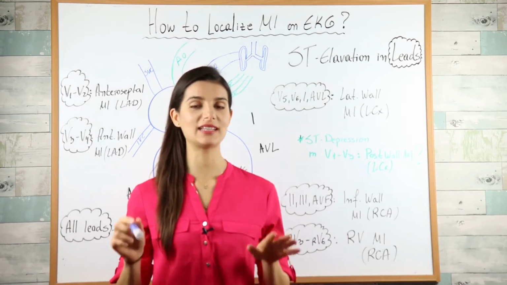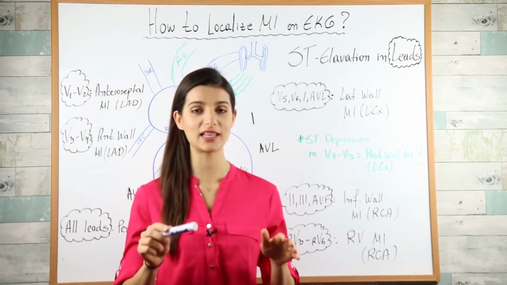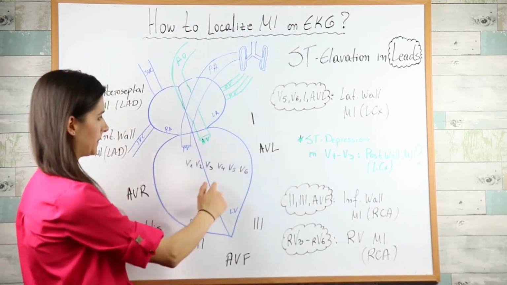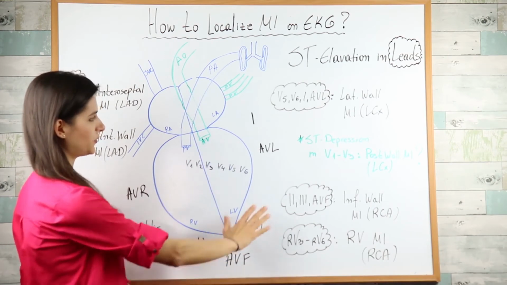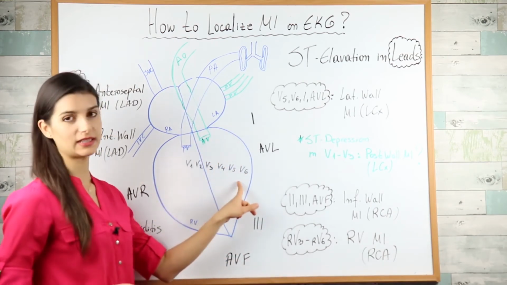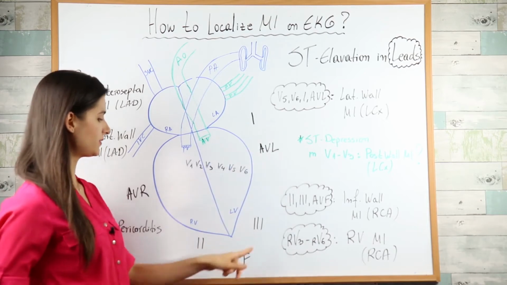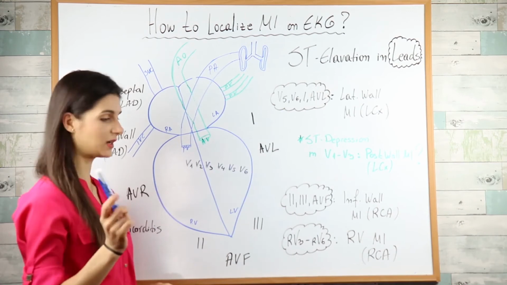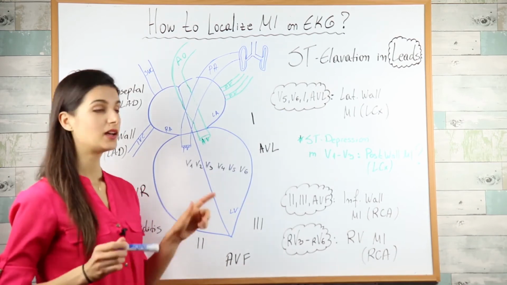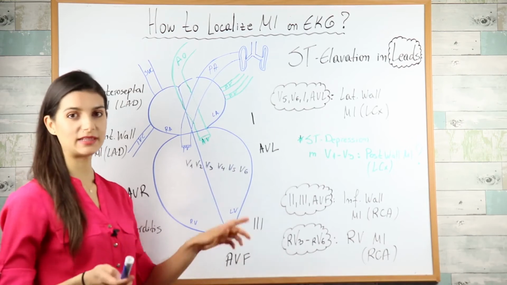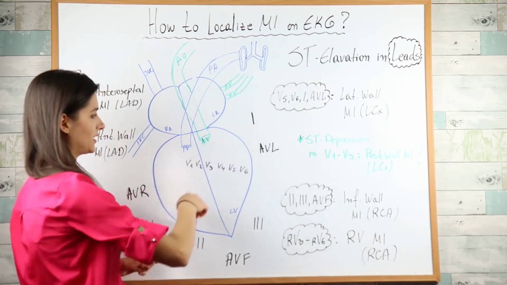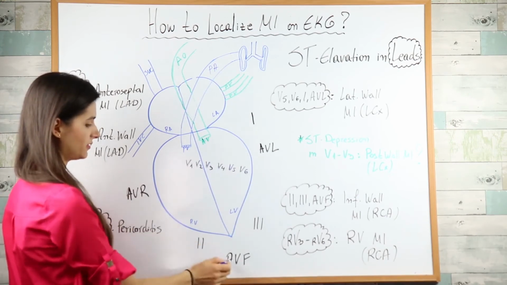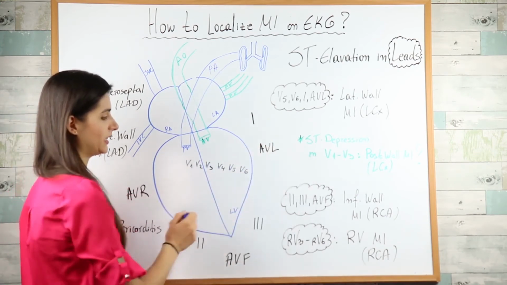Let's discuss how we can localize the MI based on the EKG findings. First, let me show you what I have drawn here on the board. This is the heart with its 4 chambers and the vessels coming in and out of it, and these are the 12 leads of the EKG. V1 to V6 are the chest leads, whereas the rest of them are the peripheral leads. AVL is placed on the left arm, AVR is on the right arm, and AVF is placed on the left foot, whereas 1, 2 and 3 represent the connection between them. 1 is the connection between AVL and AVR, 2 is the connection between AVR and AVF, and 3 is the connection between AVL and AVF.